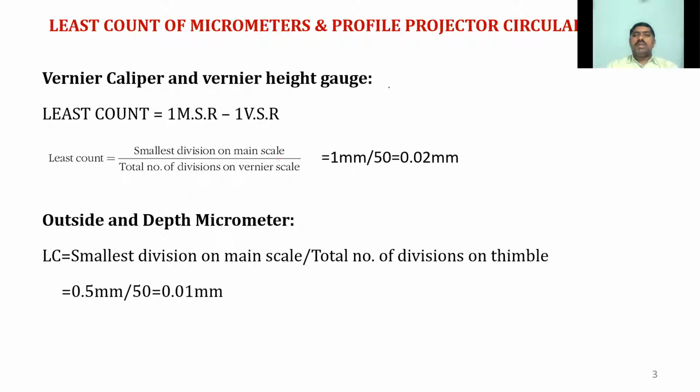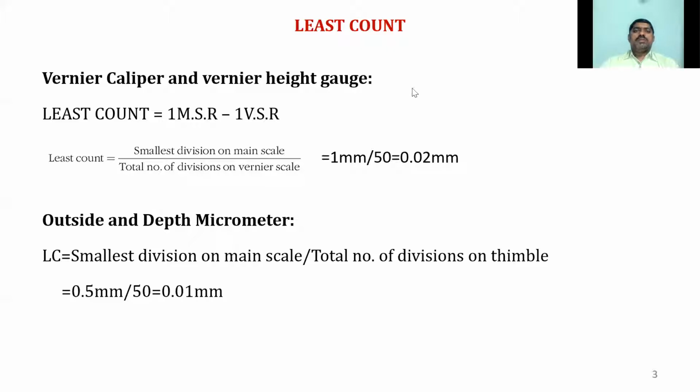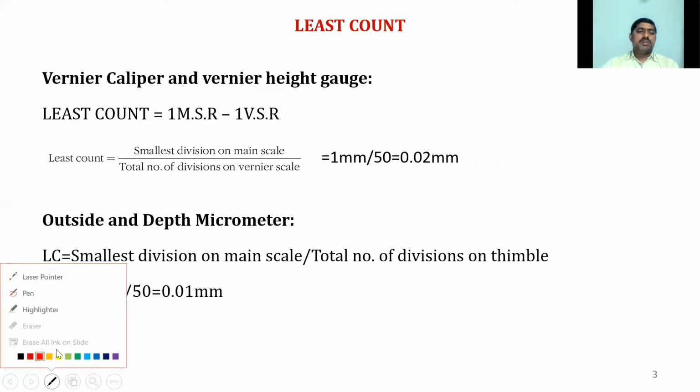In order to conduct the experiment, we need to know the least count of the vernier caliper, vernier height gauge, and also the outside micrometer and depth micrometer. For the vernier caliper and the vernier height gauge, the least count is equal to one main scale division minus one vernier scale division.